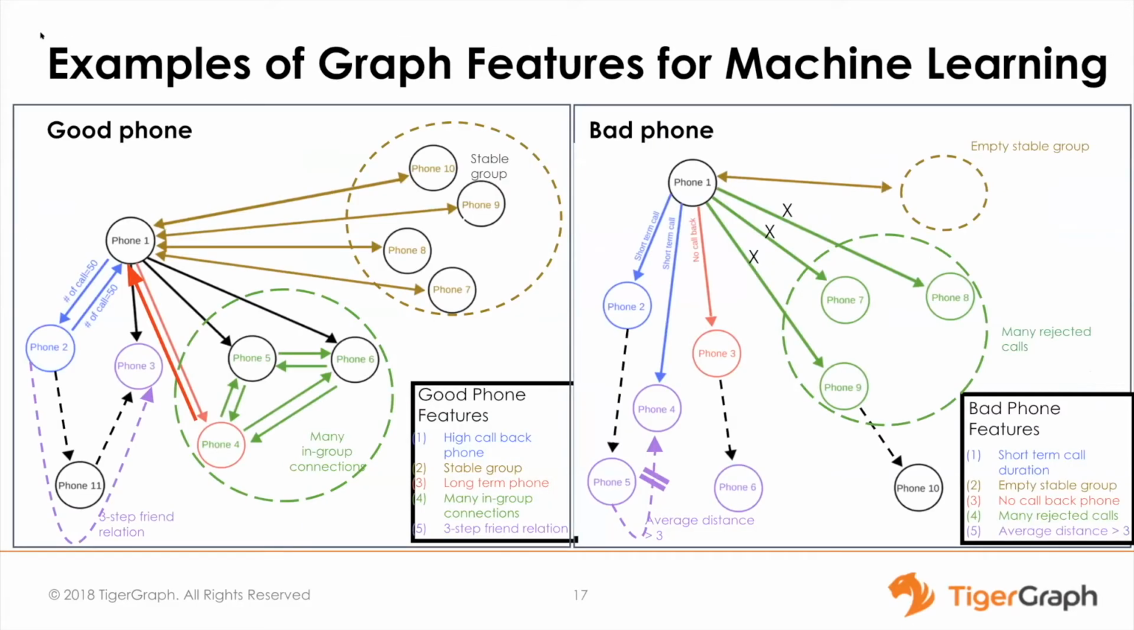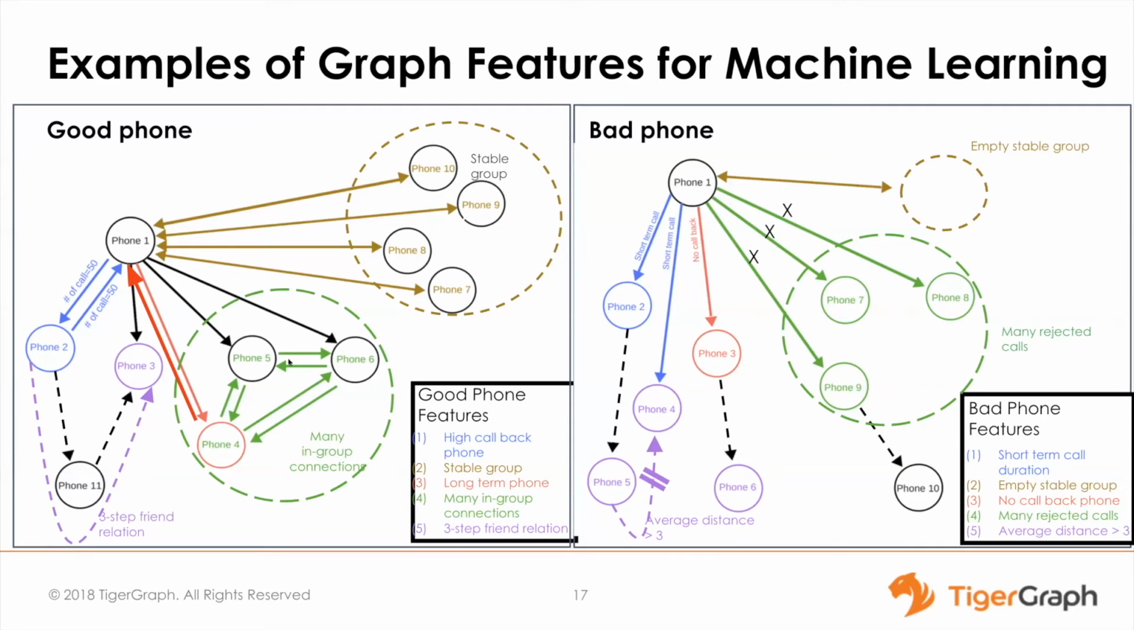So here's a pretty good example describing phone fraud. This is like I was talking about before with those robocalls. On the left, we have what is known as a good phone. This is an average person. This is not fraud. You can see that they have a stable group. These are the people that they talk to on a regular basis, their family, their friends, whoever it may be that they're regularly making calls to and receiving calls from.